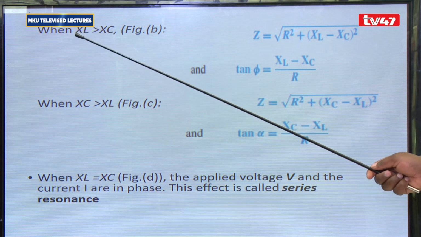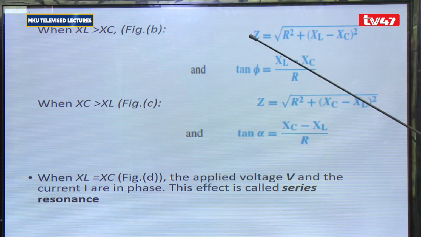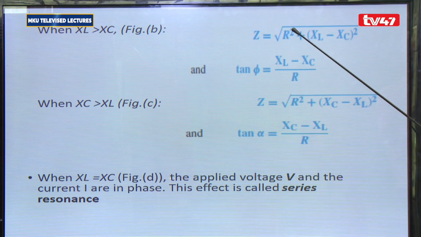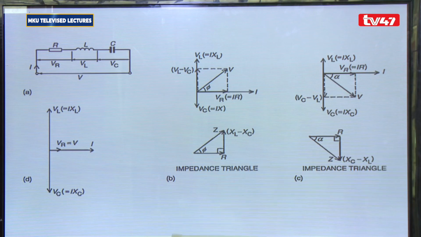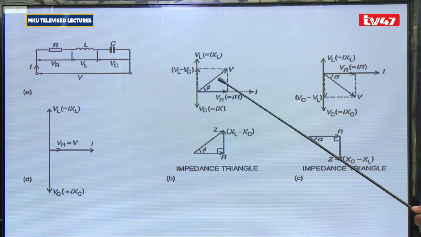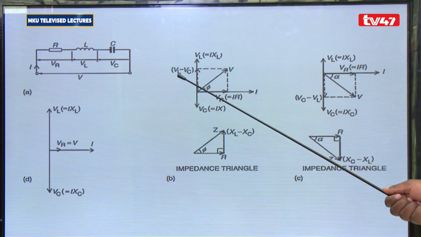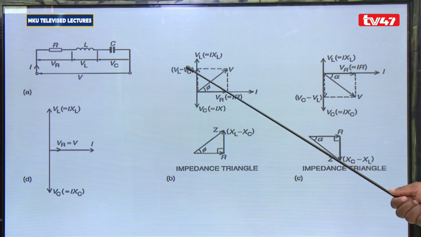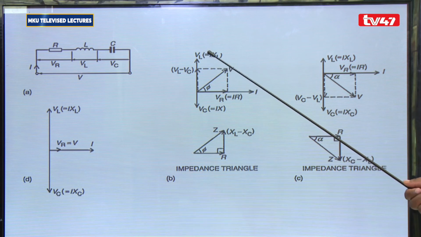The reactance across the inductor is greater than the reactance across the capacitor. So the impedance in such a case is given by the square root of R squared plus the difference between the two reactances squared. And if you look at this diagram, this is when you have XL being greater than XC, such that the voltage across the inductor is also greater than that across the capacitor, and then you have the difference. So this is also given by IXL.